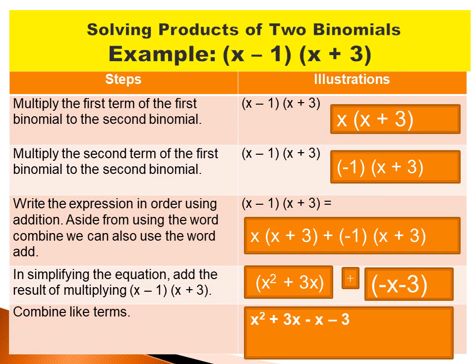So we have x squared plus 3x minus x minus 3. There are similar terms which are 3x and negative x. If we add these, the answer is 2x. So the final answer, we have x squared plus 2x minus 3.